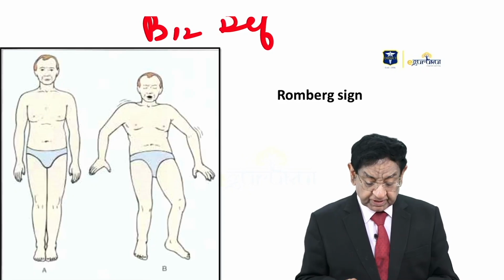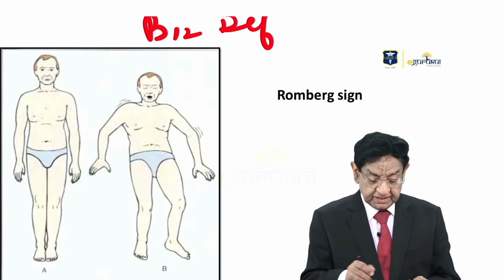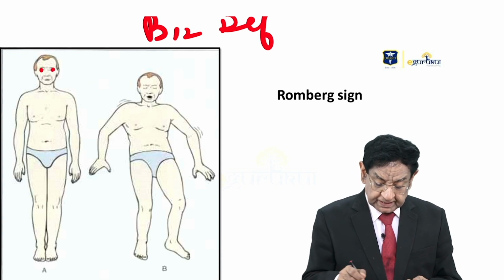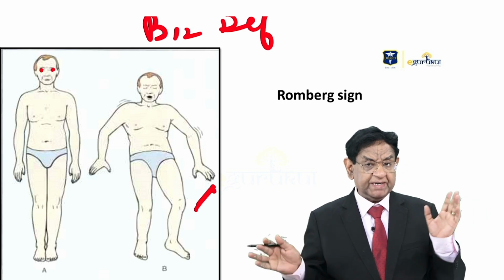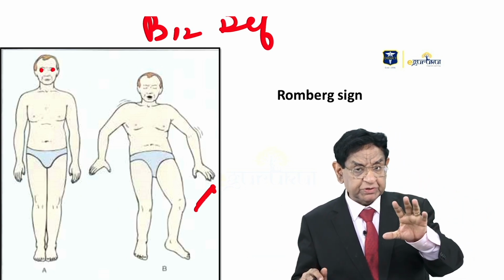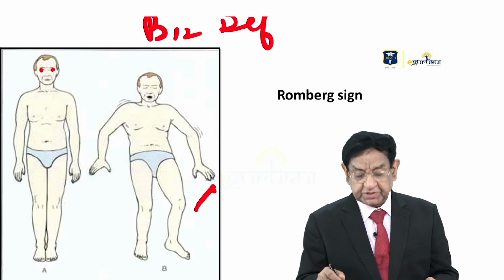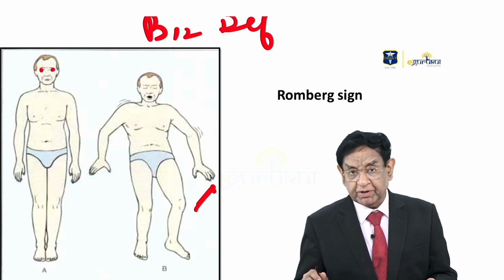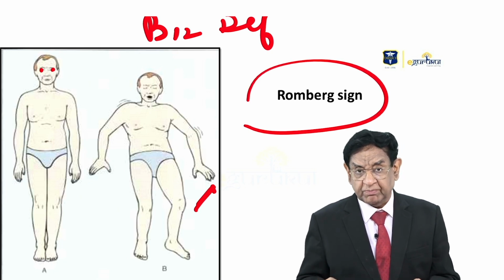Romberg test: typically when the posterior column is lost, we ask the patient to stand, they close the eyes, and the patient tends to fall, because normally we maintain the balance by eyes or by position sense. In this case, with eyes closed and position sense not there because of involvement of the posterior column, they tend to fall, and that is the so-called positive Romberg test.